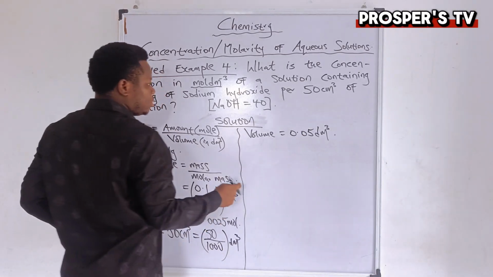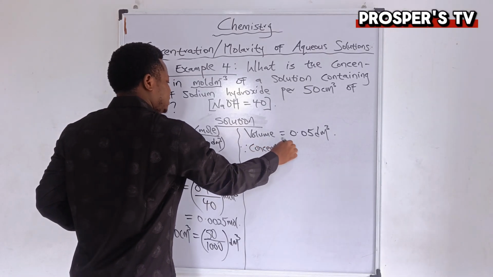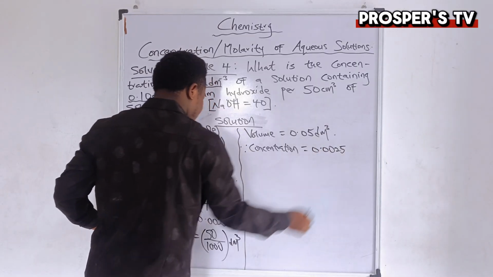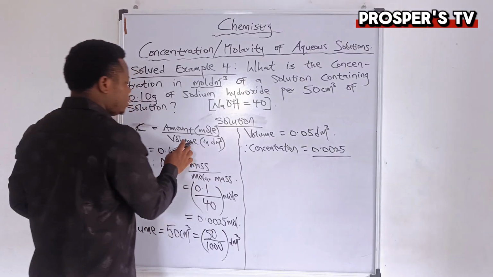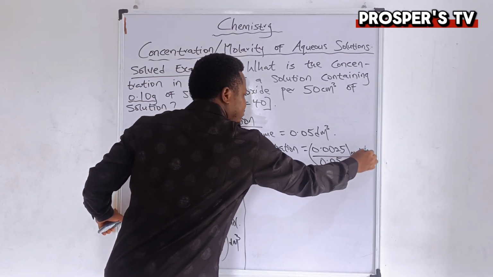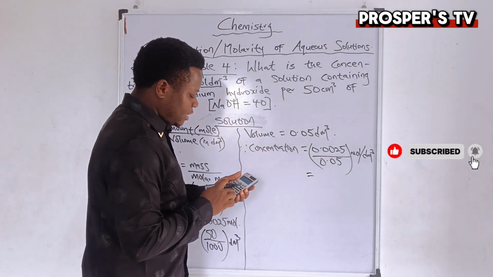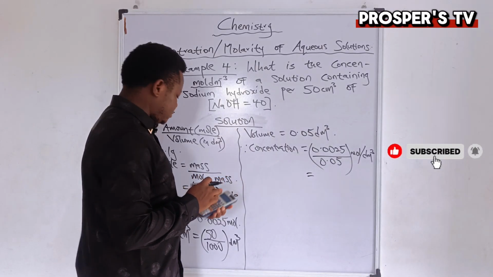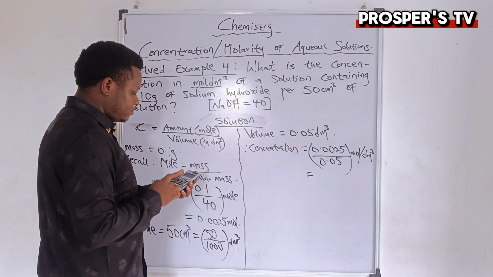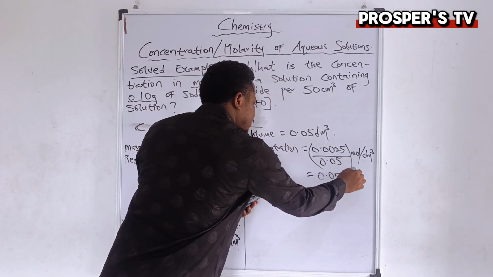Right? So if this is what we have, we can now come back to our formula and say, therefore, our concentration, which is C, will be equal to my amount, which I've gotten to be 0.0025, divided by your volume, which we've gotten to be 0.05. So this is now in mole for the numerator and dm³ for the denominator. You punch that in your calculator quickly: 0.0025 divided by 0.05. That gives me 0.05 mol/dm³.